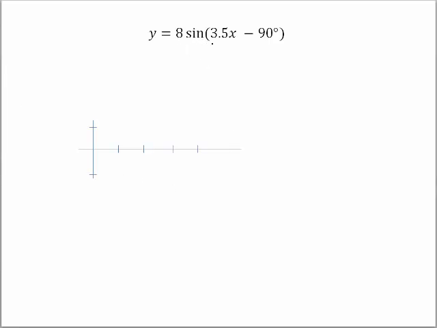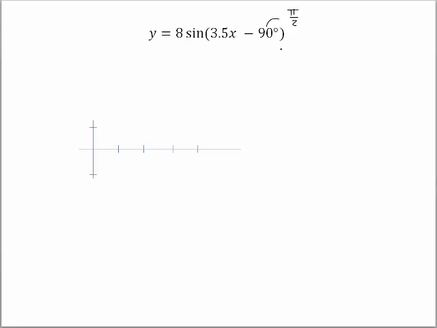8 sine 3.5x minus 90. Notice at this point that this particular one is not in radians, or we can put it into radians. What is 90 degrees in radians? Do you remember back to that circle and what we said 90 degrees was equal to? That was pi over 2. Alright, so that's what we'll work with.